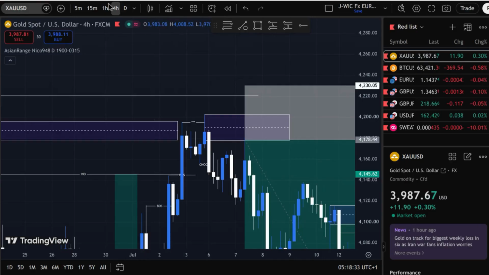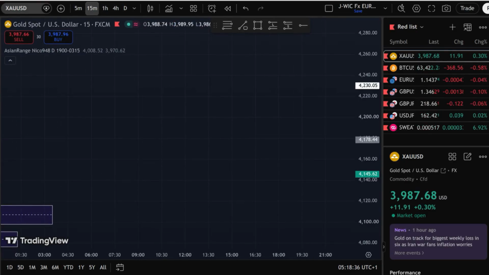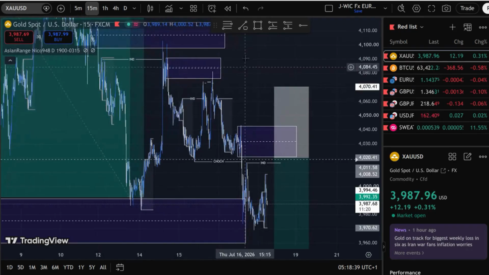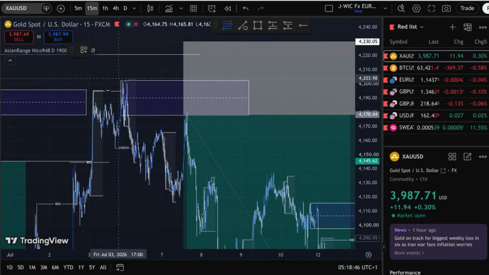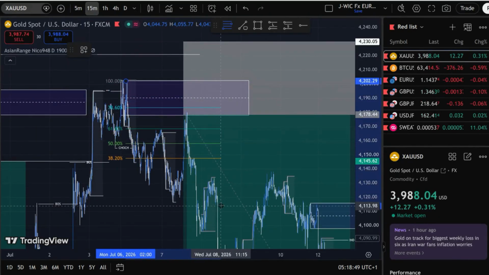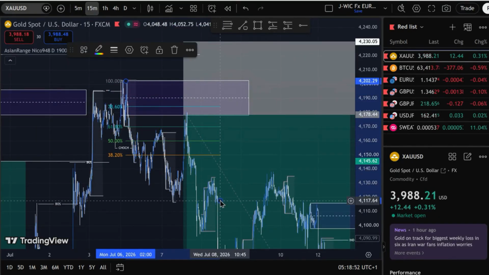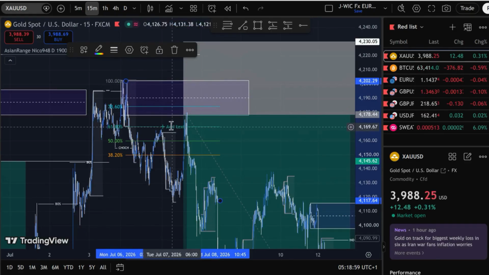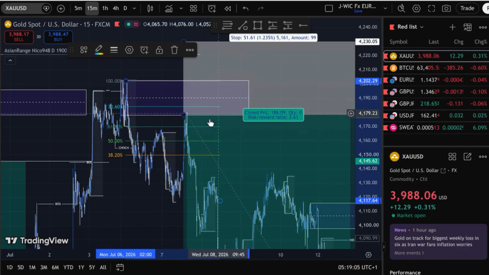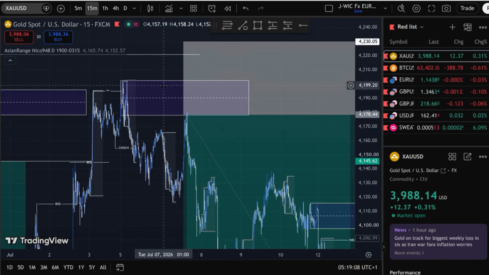On change of structure, wait for that fib retracement. Wait for that retracement. So this was around, you can see it, 61.8, which is still okay. This was in between 61.8 and 78.6, because you can look, there's a clean order block here, a very good order block, and that was how this trade was taken.